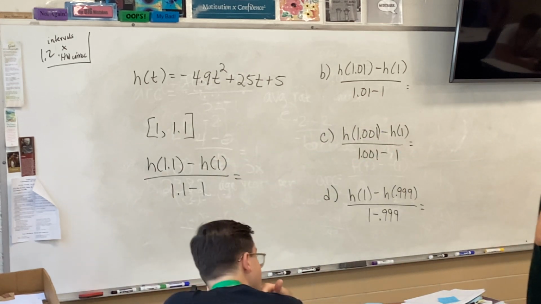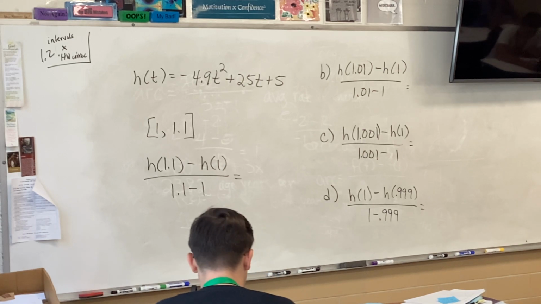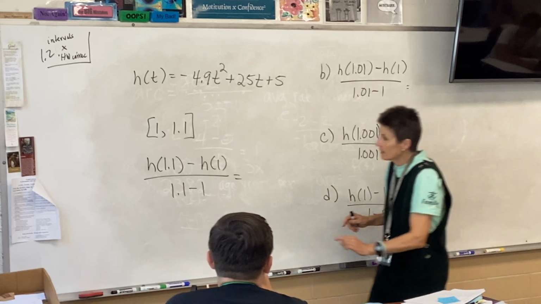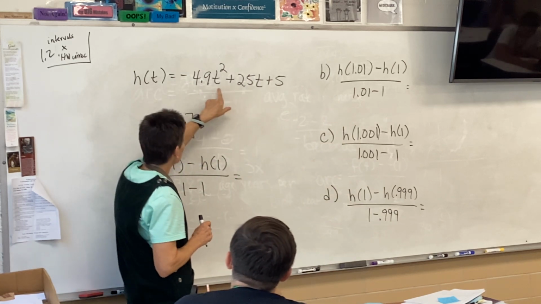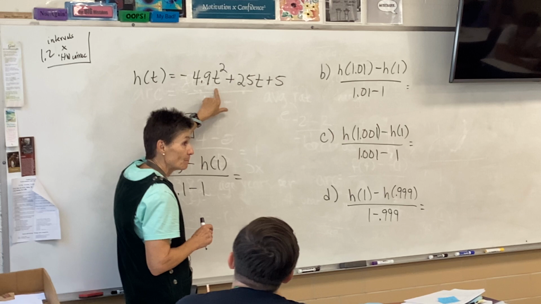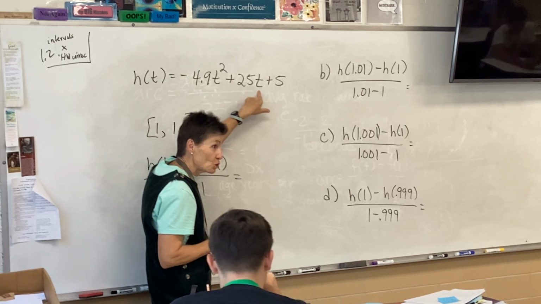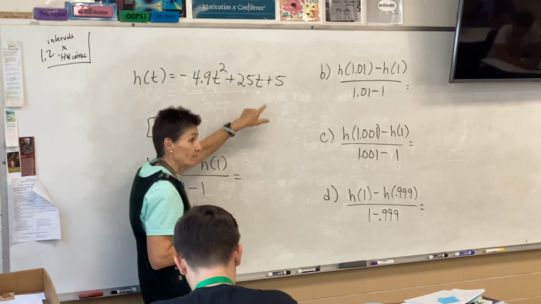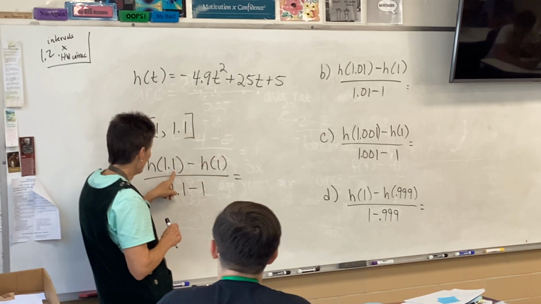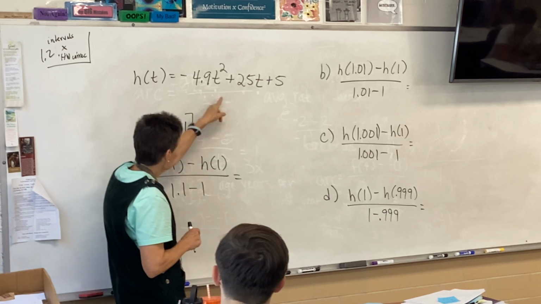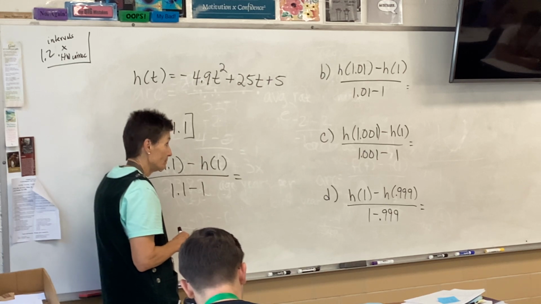What'd you get for the first one? Guys, when we say h of 1.1, that means you go back to your equation and you put 1.1 in for the t. You're finding the function value at 1.1. So this means you have to find the function value at 1.1, then you have to find the function value at 1, then you subtract them and divide.